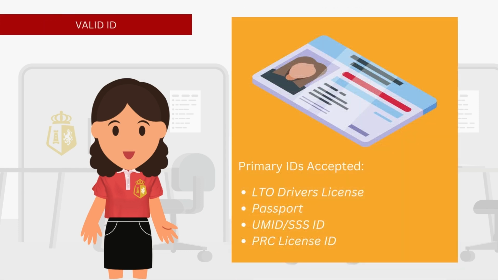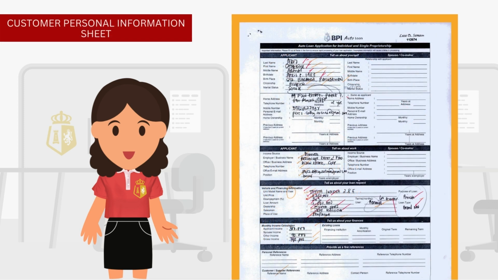Next thing we check is the valid ID of the borrower. ID is a proof of borrower's identity. Our SSU and LSR partners check the details of the ID and ensure that the signature matches with the other documents submitted. Customer Personal Information Sheet, also known as CPIS, contains the personal details of the borrower, the vehicle, and the loan details.